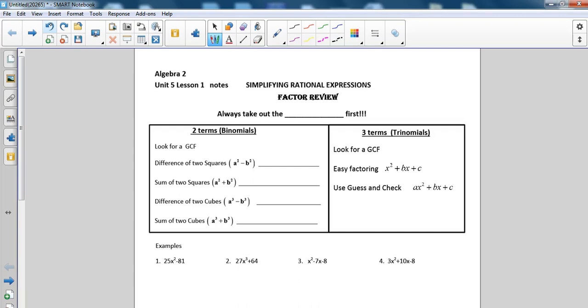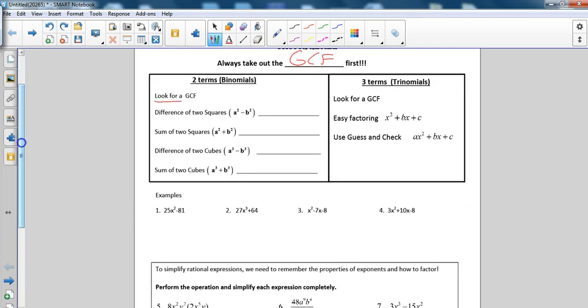Okay, factoring review. We talked about factoring in unit 0, like boomerang. It came back in unit 2, and it came back, well, now. So our big thing we want to remember is always take out the GCF first. This will make our life a lot easier. That's why here the first step is look for a GCF. Now there are some patterns in factoring, some shortcuts.